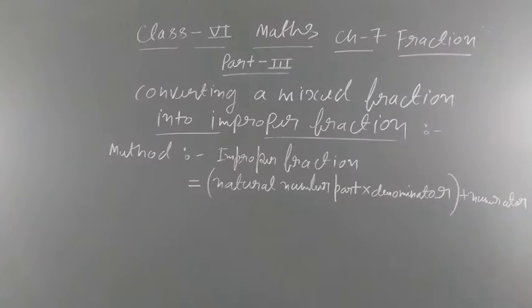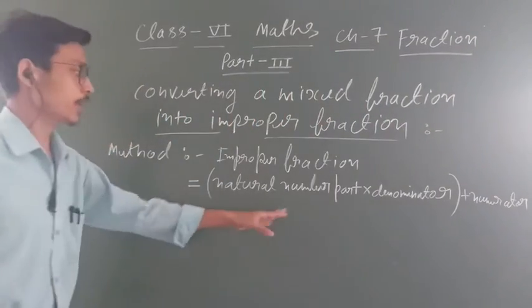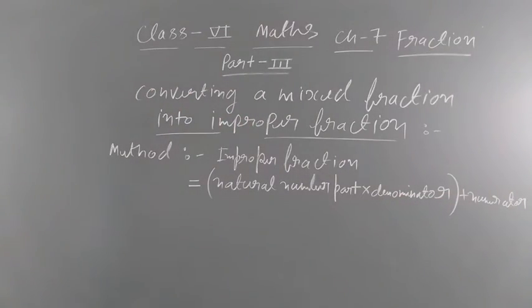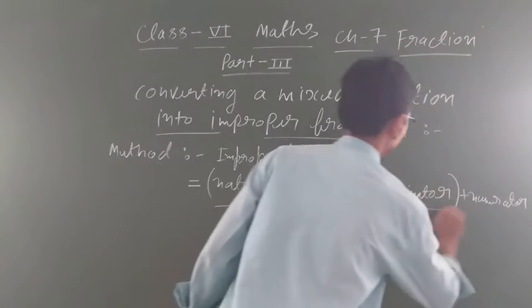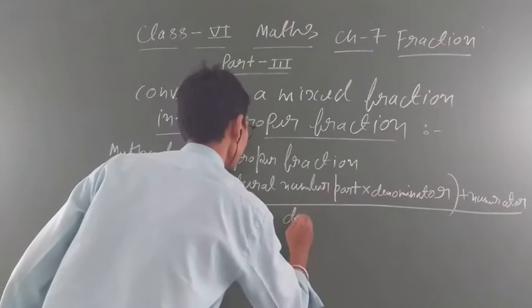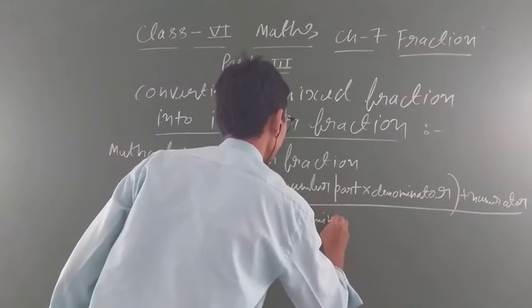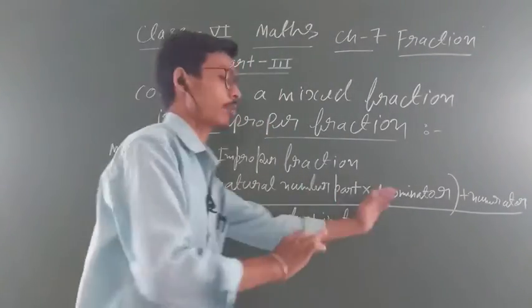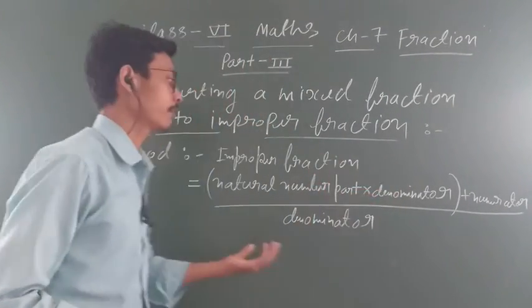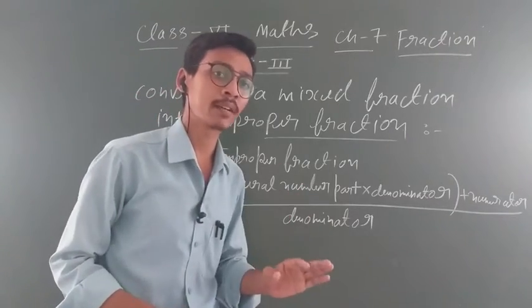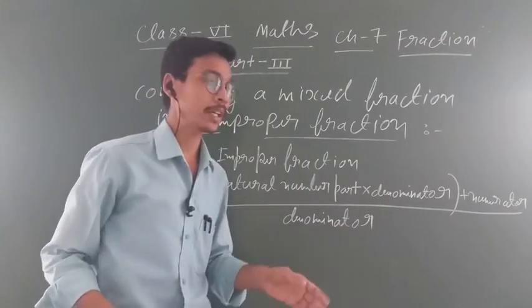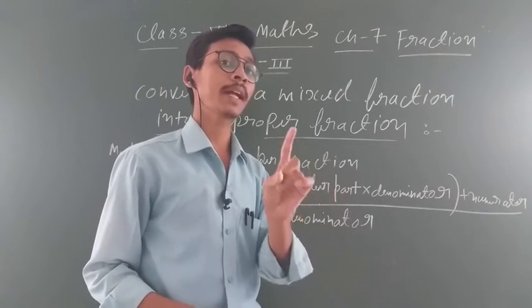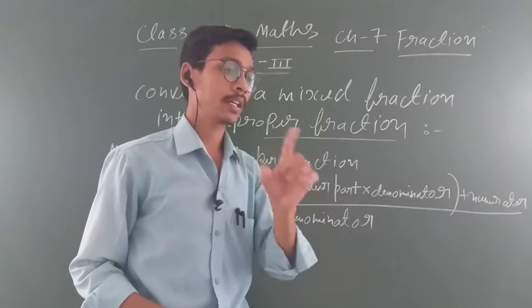So first we write the natural number part into denominator plus numerator, the whole upon the denominator. See students, it looks like a very big formula, but it is not actually. When we solve the question, everything will be clear. This is based only on the statement. In a mixed fraction, there is a natural number and an example of a proper fraction.